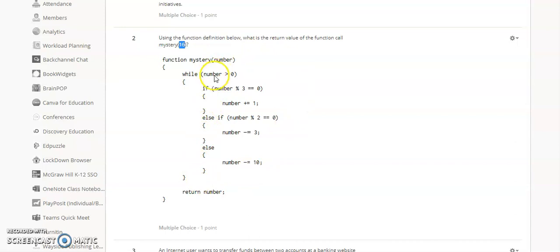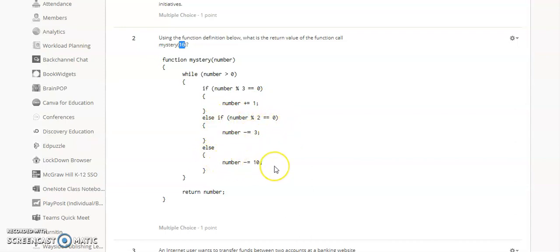With this, the number 16 is larger than 0. Remember how modular division works. Modular division gives you back remainders. And when you modularly divide by a number and you check if the remainder is 0, the only way the remainder is going to be 0 is if this number is perfectly divisible by 3. So really in these questions, we're asking if this number is divisible by 3, add 1. Otherwise, if the number is divisible by 2, subtract 3.